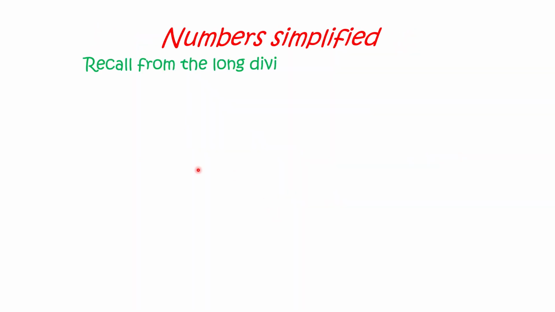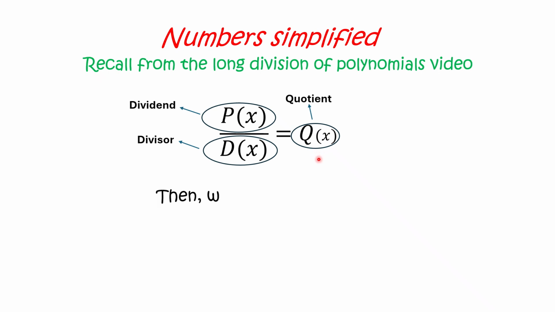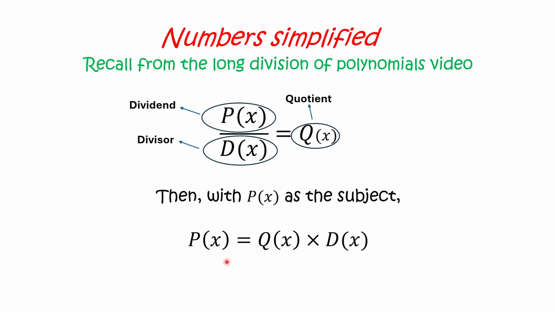Recall, from the long division of polynomials video, we had the dividend p of x and the divisor d of x, giving us the quotient q of x. Then, with p of x as the subject, we are saying that p of x is equal to q of x times d of x. Now, we add the remainder term, r of x.